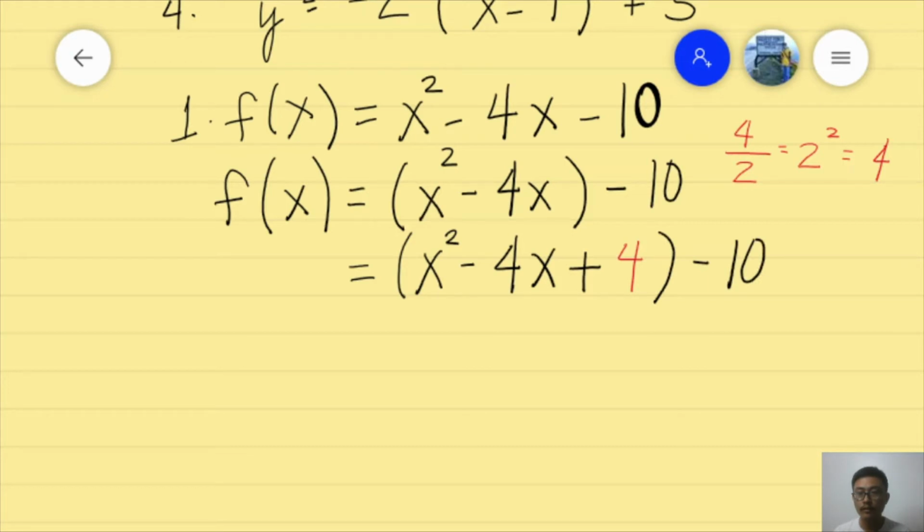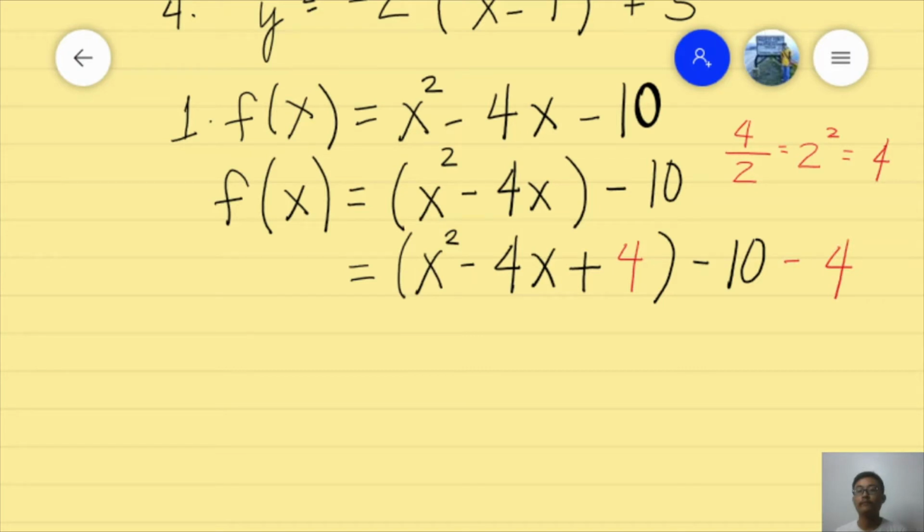Then, lagay din natin dito sa labas. This time, it will be minus. Minus. Yan.